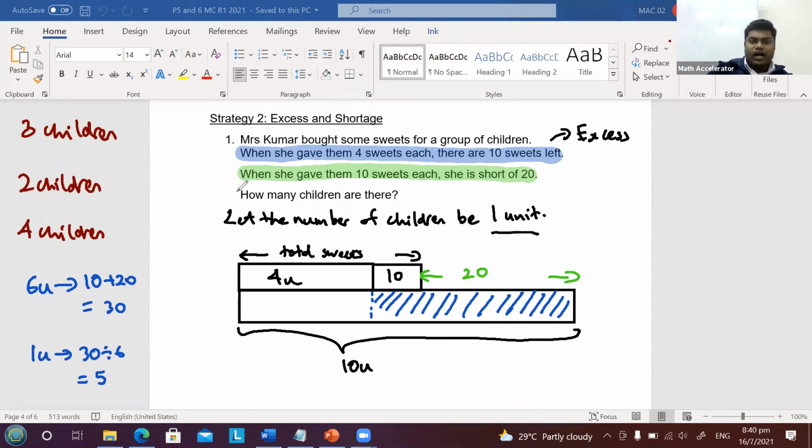Okay, so now 1 unit equals 5, right? Read the question. How many children are there? You see its earlier statement. Let the number of children be 1 unit, right? Number of children is 1 unit. Therefore, the answer is 5. There are 5 children. Done already.